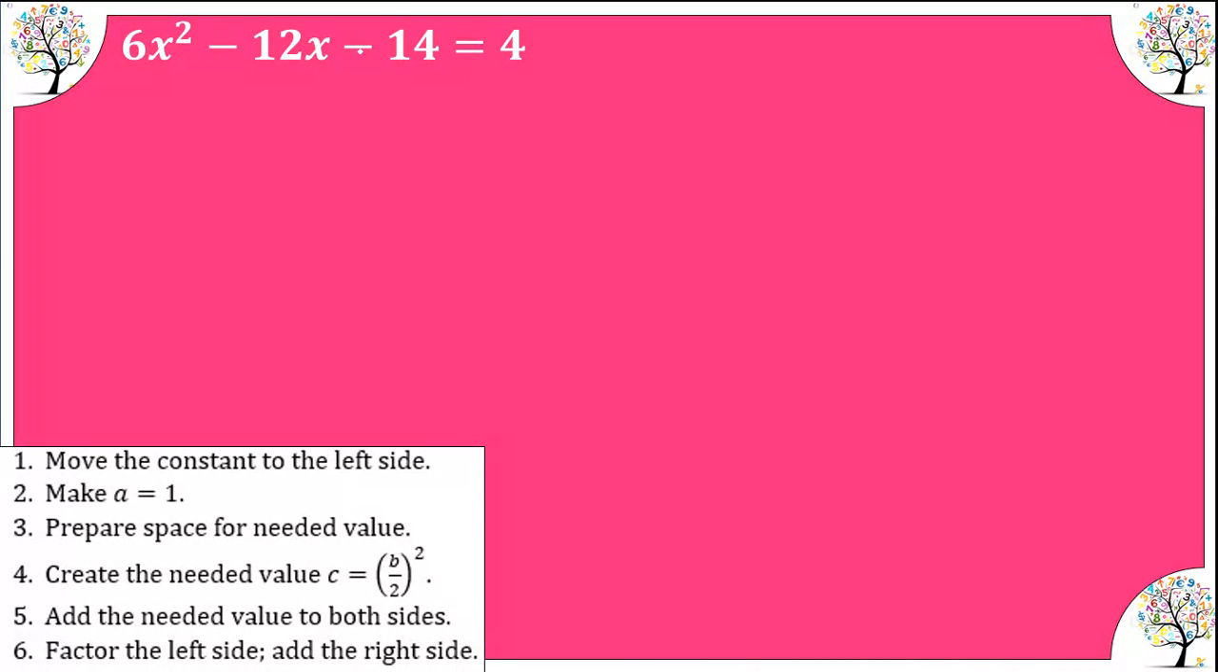6x² minus 12x minus 14 equals 4. Step 1, move your c value to the right side. We're going to use the inverse operation and add 14 to both sides. The second thing, our a value needs to be 1. So I'm going to factor out a 6 only on the terms on the left side.